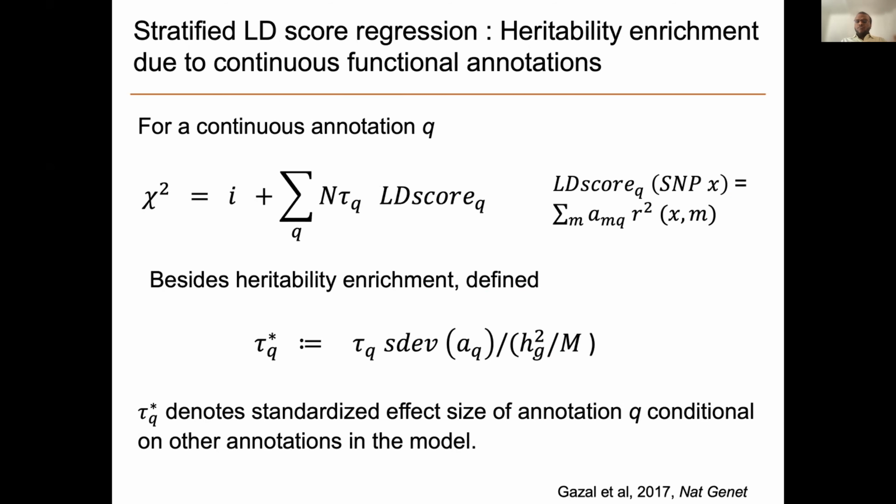So going forward, we will talk a lot about these two metrics, the heritability enrichment metric and the tau star metric, as those are the two metrics that are typically used in understanding whether a functional category or a continuous functional annotation is important for a disease or trait.